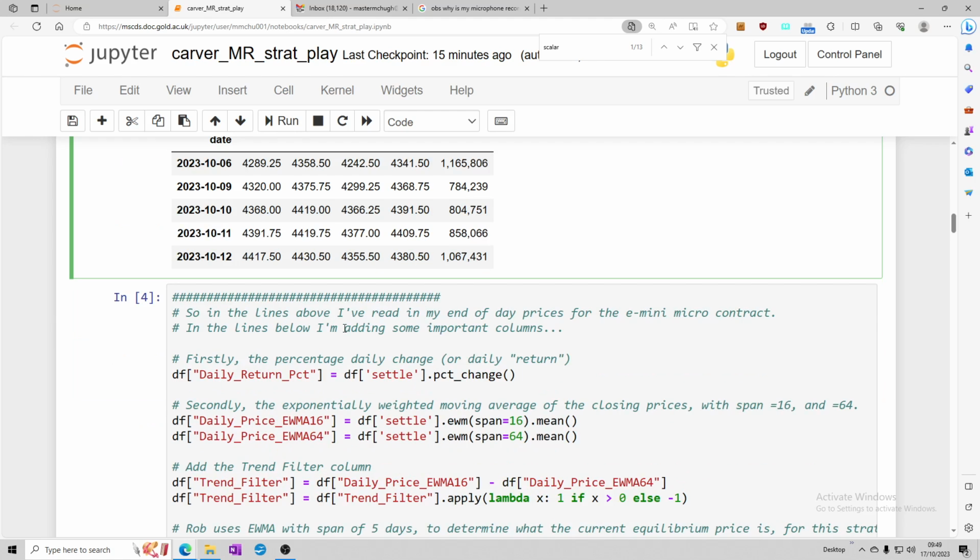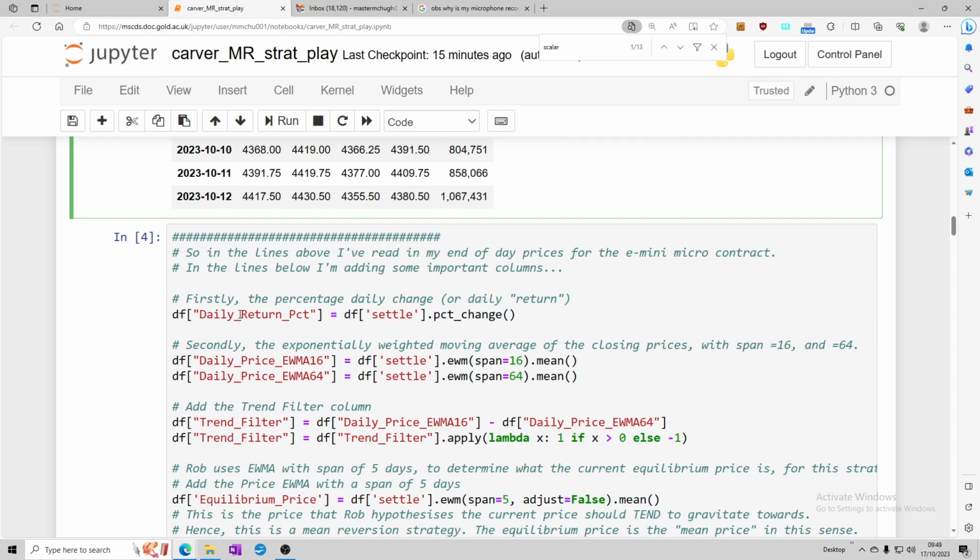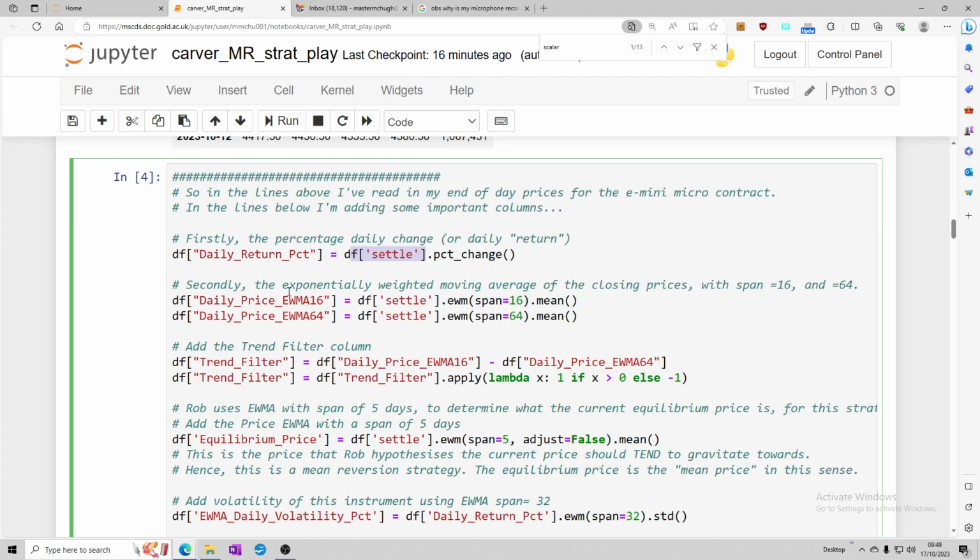So I've read in my end of day prices. In the lines below, I'm adding some important columns. Firstly, the percentage daily change or daily return, which is just the percentage change in the settlement price. Secondly, I'm adding the exponentially weighted moving average of the closing prices. The first has a span of 16, this is the fast moving average. The second has a span of 64, that's the slow moving average.